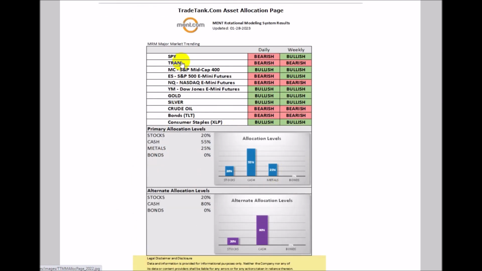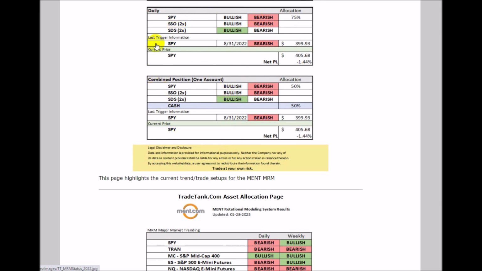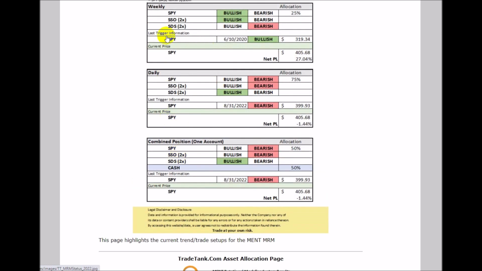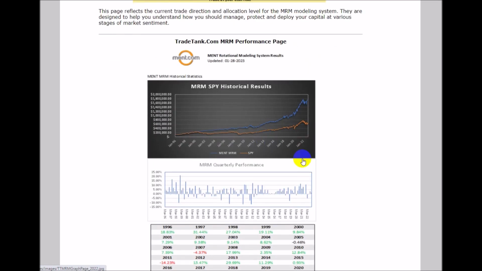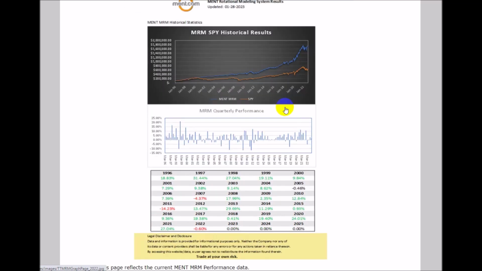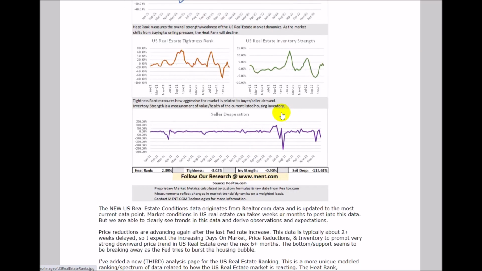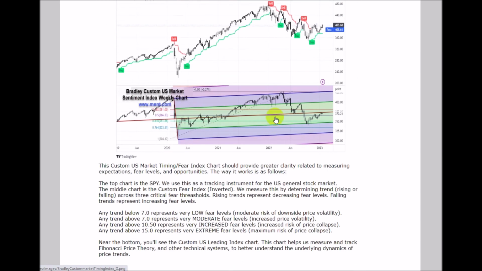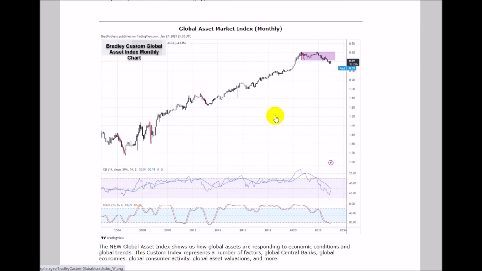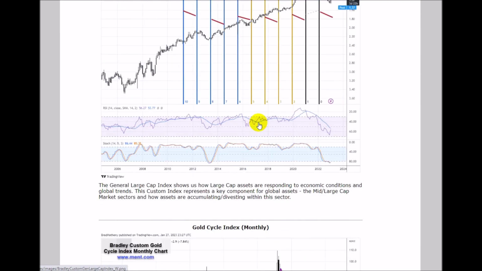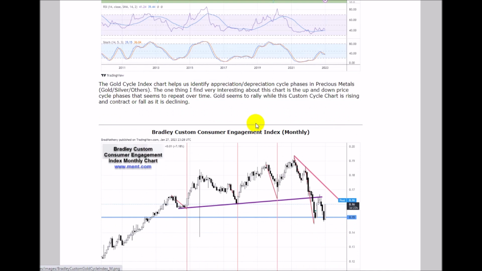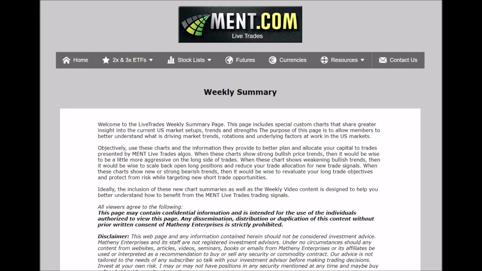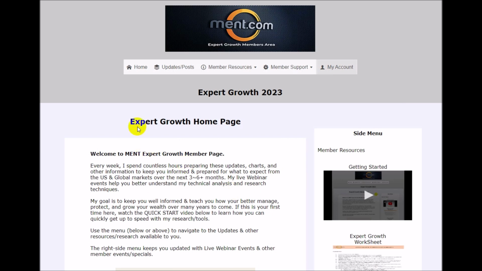The allocation levels, remember this is your trading allocation level. You would theoretically be running a fairly large amount of money into the Mint rotational modeling system. That would be your retirement account. And then down here we have the historical results of the Mint rotational modeling system. But all of these charts and data and research is delivered to you in the videos as well. These are just hard copies of the charts for you to look at and review as you're reviewing my analysis.